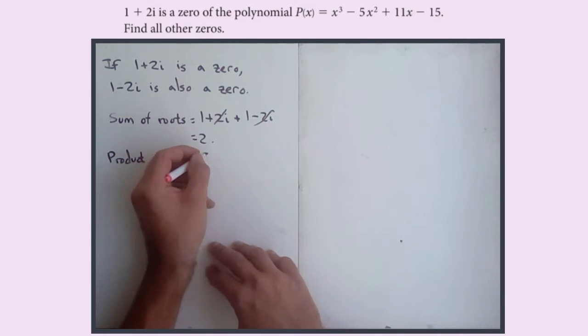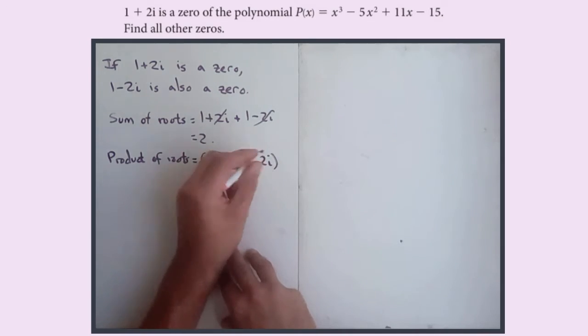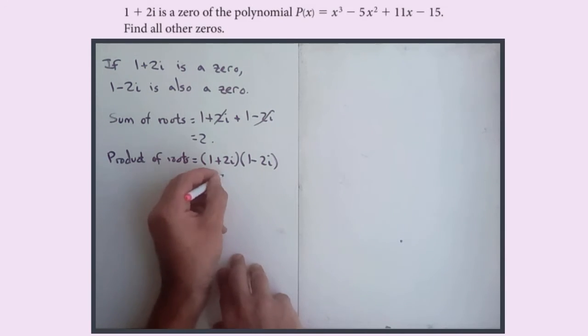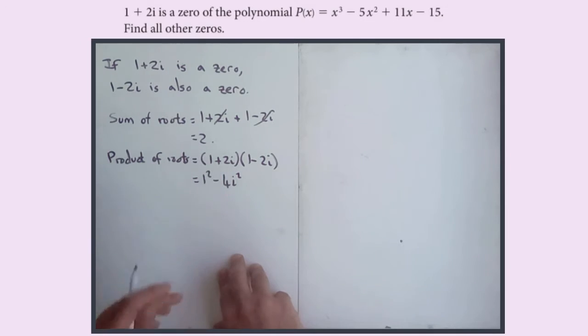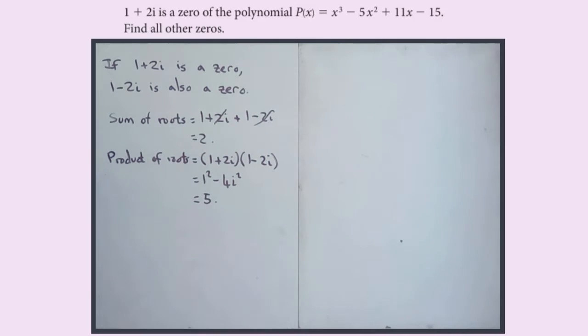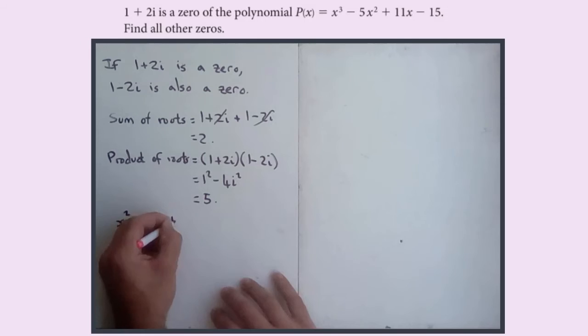and that is 1 plus 2i times 1 minus 2i. Okay, that's the difference of 2 squares, so that is 1 squared minus 2i squared, or 4i squared. i squared is minus 1, so minus 4i squared is plus 4. 1 plus 4 is 5, right? So the quadratic factor that has the sum of roots 2 and the product of roots 5 is x squared. Remember, it's x squared minus sum times x plus product. So x squared minus 2x plus 5.